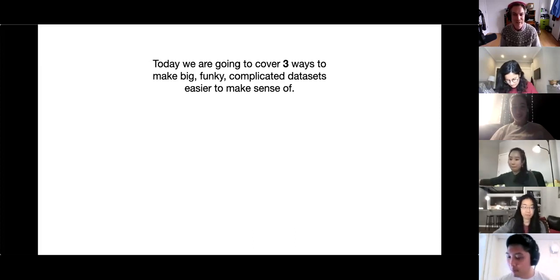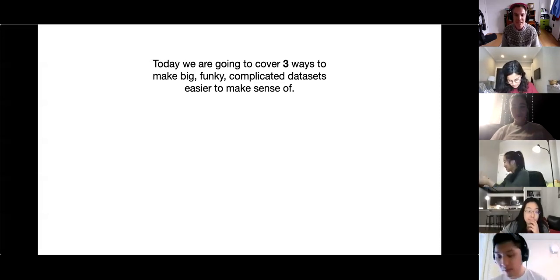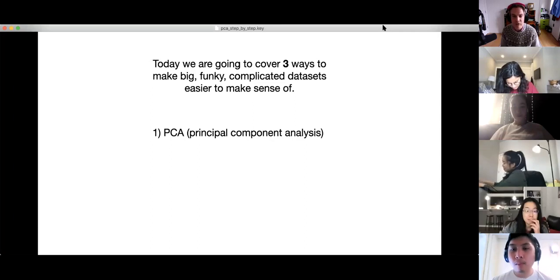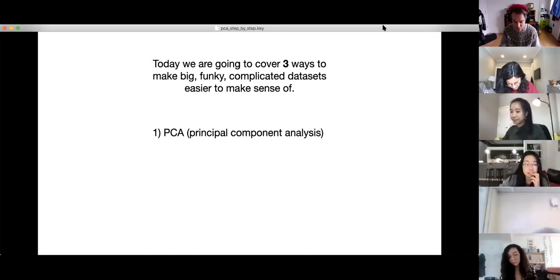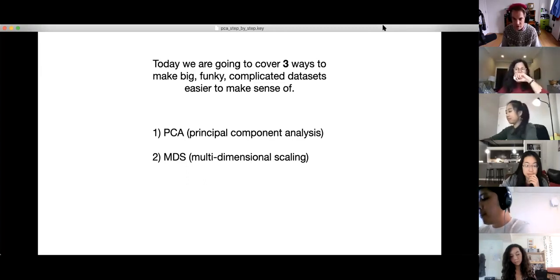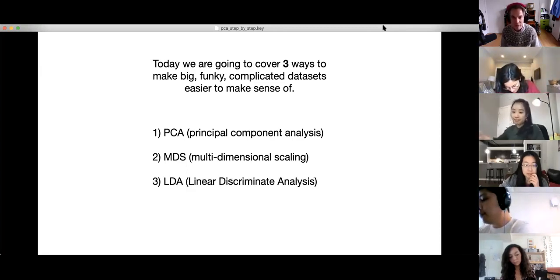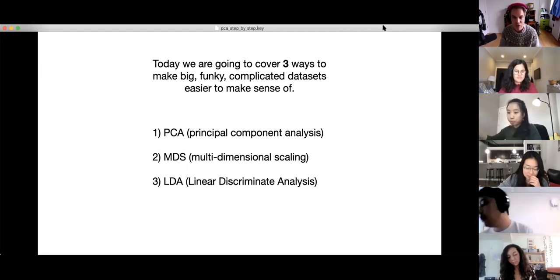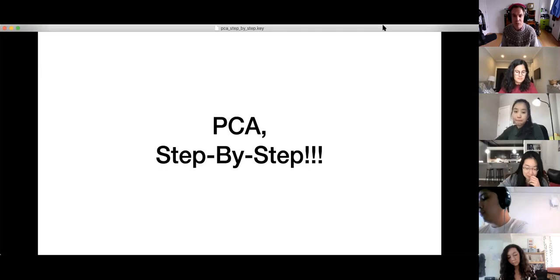Yes. Hooray. Okay, so today we're going to cover 3 ways to make a big, funky, complicated data set easier to make sense of. One way is called PCA, which is short for Principal Component Analysis. Another way is called MDS, which is short for multi-dimensional scaling, which, to be honest, is the coolest sounding of these 3 techniques. And the last one is called linear discriminant analysis. They all sound super fancy and complicated. They're not. So without further ado, let's start talking about PCA.